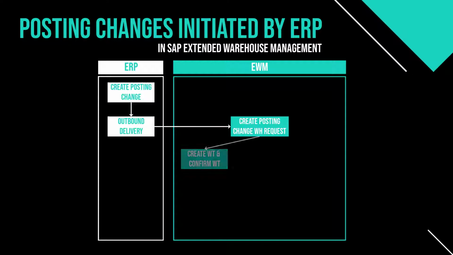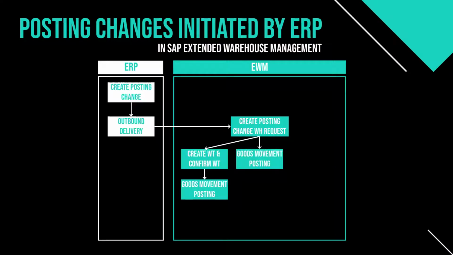After creating the internal warehouse request, we can go separate routes, depending on our customizing settings in the EWM. We can either create warehouse tasks and of course confirm them before the goods movement posting is executed. But the process can also start by performing the goods movement posting first, before creating and confirming the warehouse tasks. And there is also a third option. We can skip the warehouse tasks and go for a direct goods movement posting. Which way we want it to operate is determined by the warehouse process type settings in the customizing, which we are going to check out later.